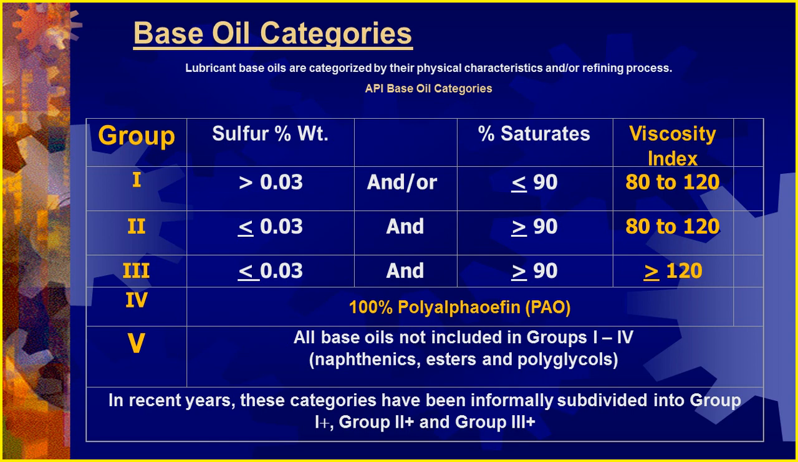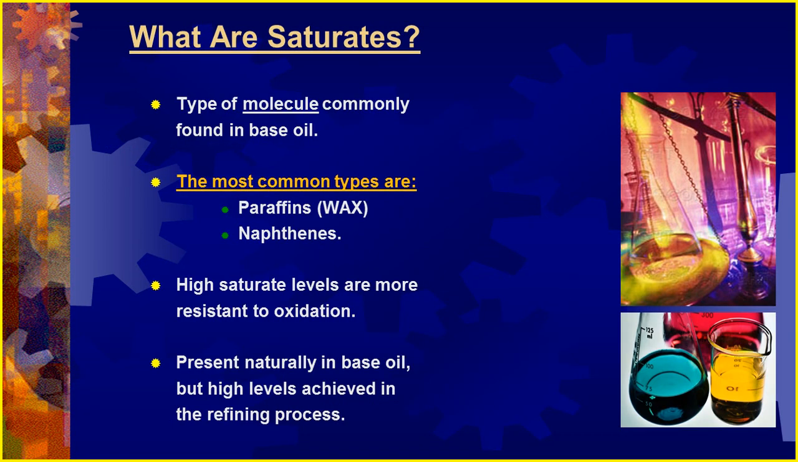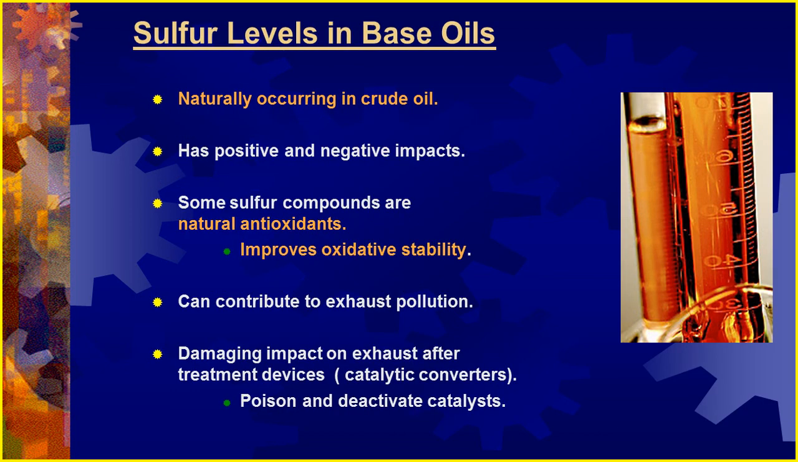There are multiple base oil categories. We have Group 1, 2, 3, 4 is usually your PAOs, and Group 5 is most of your high-end aerospace level type oils. Now, you have what's called saturates, the ability for the molecules to work with each other. These are present naturally in base oils and have higher levels achieved in the refining processes.